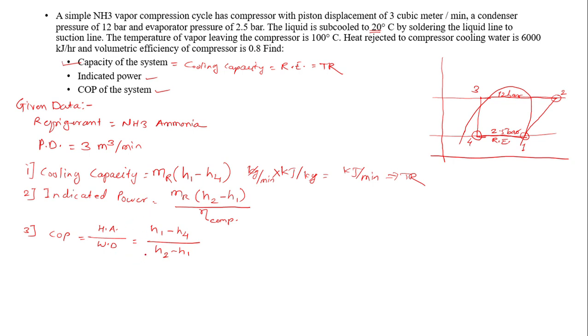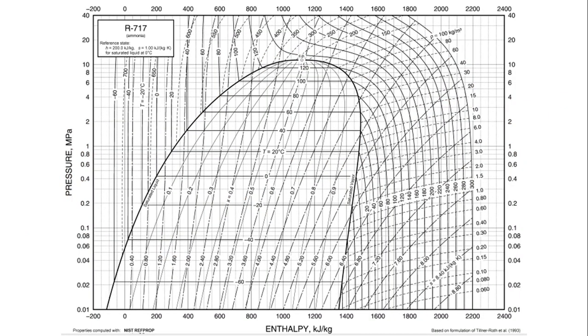Fine. So for this particular problem, obviously I need the pH chart. I'll go to the pH chart. Yes, so this is the pH chart for ammonia. You can see here this is R717, which is ammonia. As per the given data, we'll plot the points here.